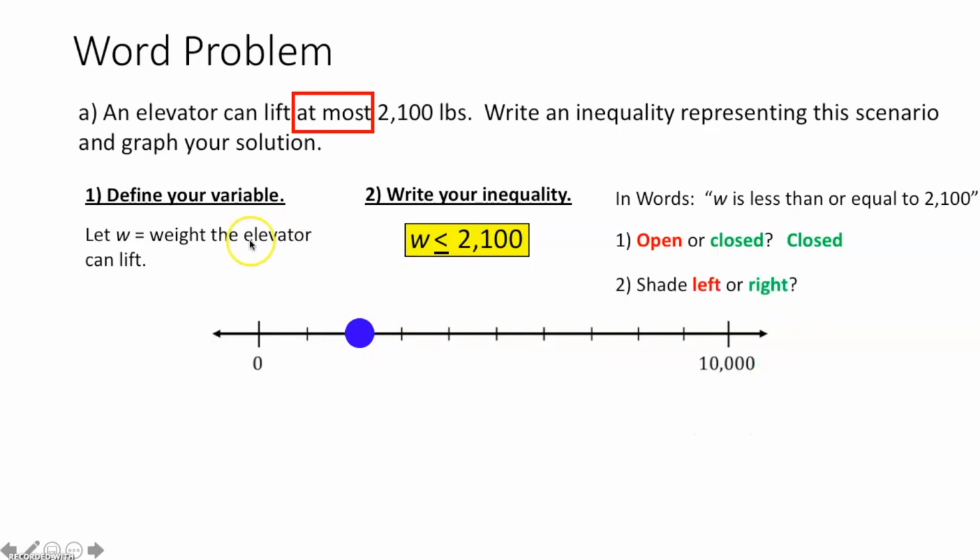Next, do we shade to the left or right? Well, it's W is less than or equal to 2,100. So we want all the numbers less than or equal to 2,100. So that's going to be this way. We're going to shade to the left side of our point. Remember, you can always look at which way this inequality symbol points as long as we have our variable on the left, and it shades to the left.